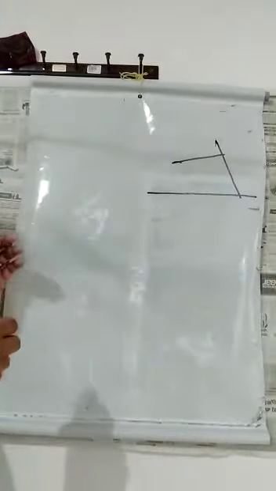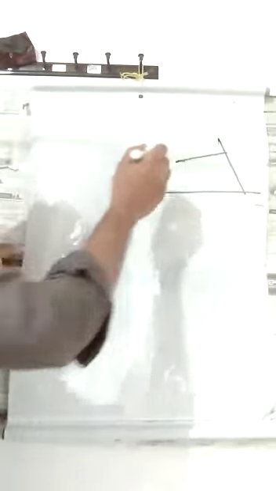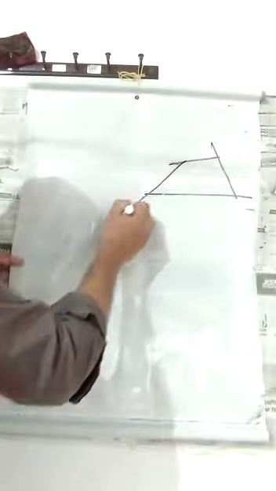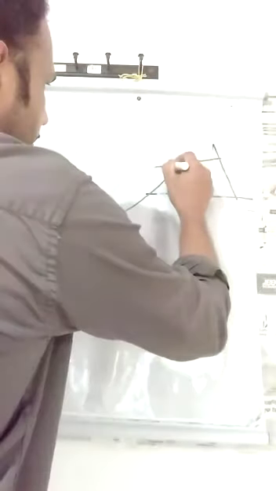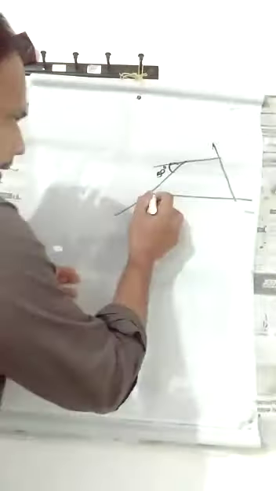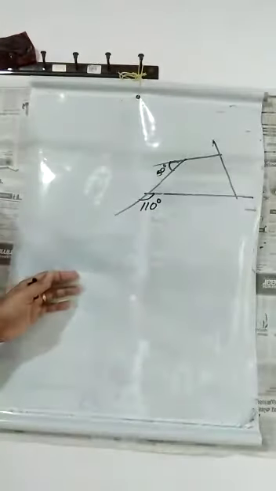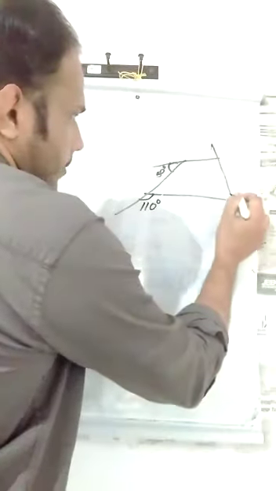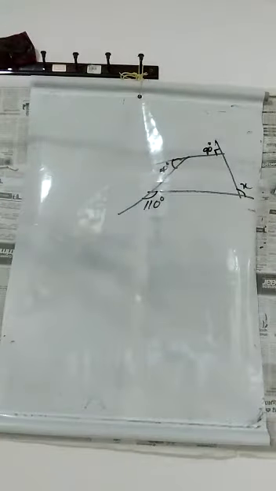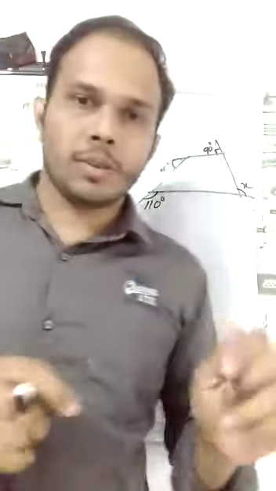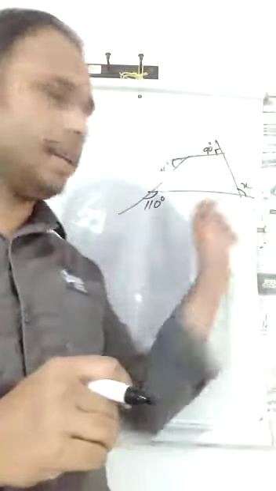One picture is given. So this is the picture. This is a polygon, and the angles are given. This is 50 degrees, and the next one is 110. The next one is this x, which we need to calculate, and this is 90 degrees. So some angles are given, and we need to calculate the value of x.